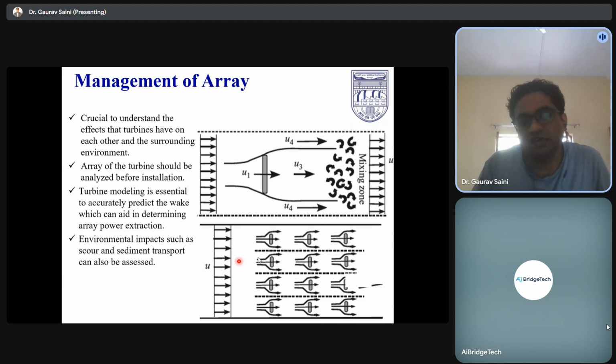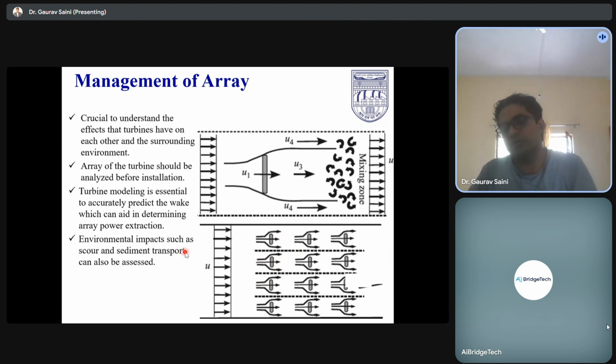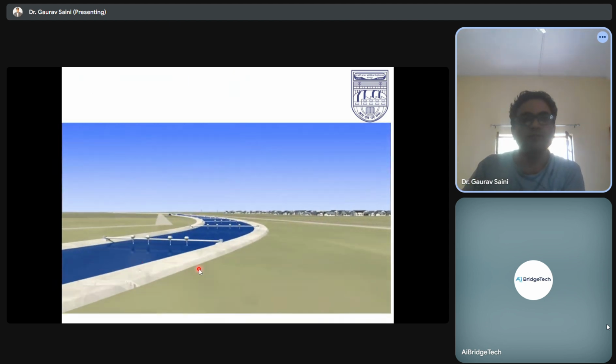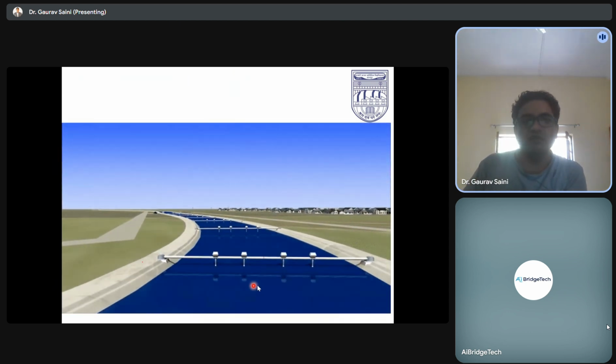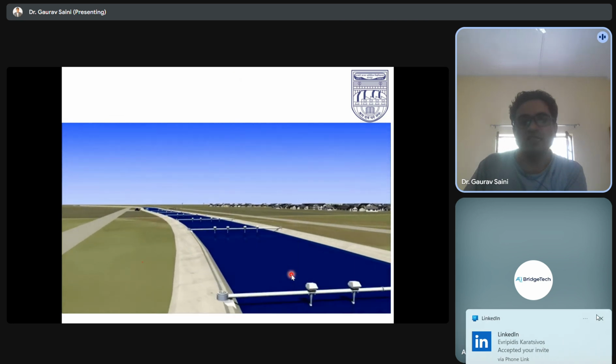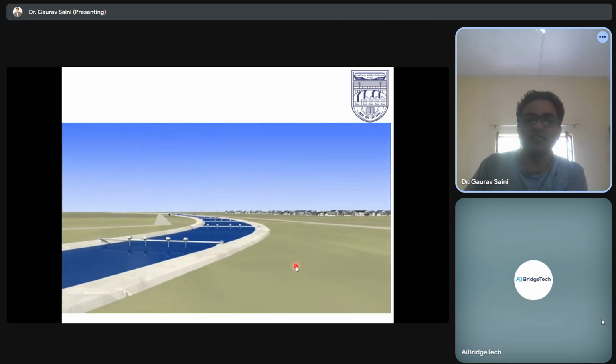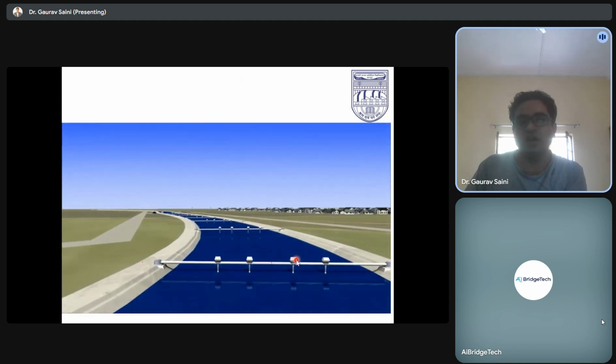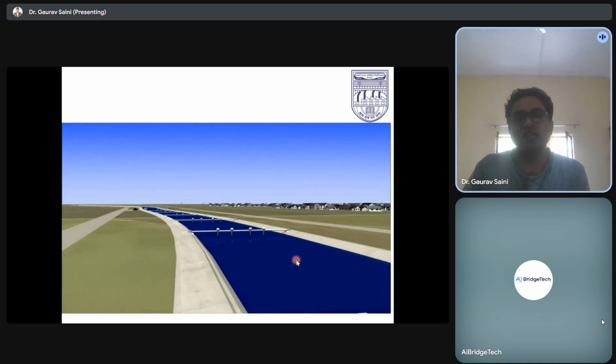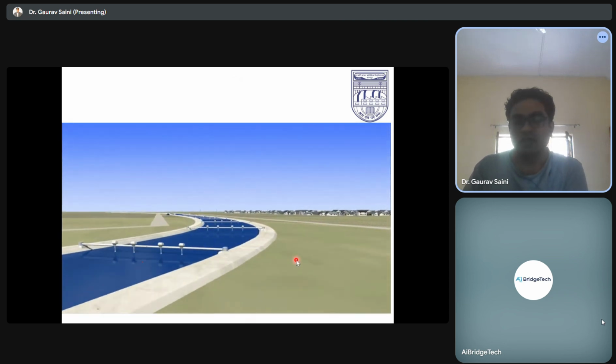This is the management, a rearrangement of the turbines in hydropower applications. We have to put the turbines in such a scenario that the flow will regain its velocity, and decide how many turbines we have to place in the transverse direction as well. Okay.